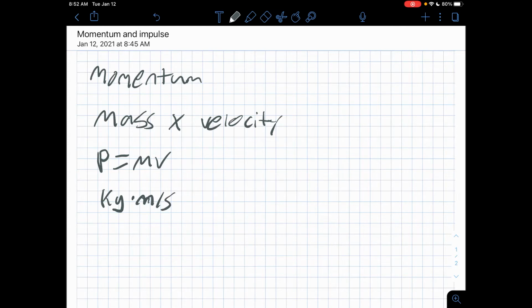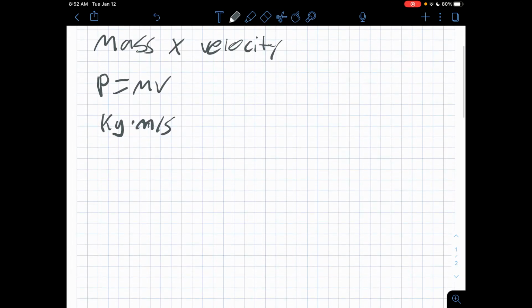Momentum is a vector, so that means the direction of the momentum actually matters. Let's say you have an object going right, and then it hits a wall. It'll have a momentum going right, and then it'll bounce back and go the other way, meaning that it'll have two different momentums in two different directions. So using this simple formula, we can do some basic calculations.